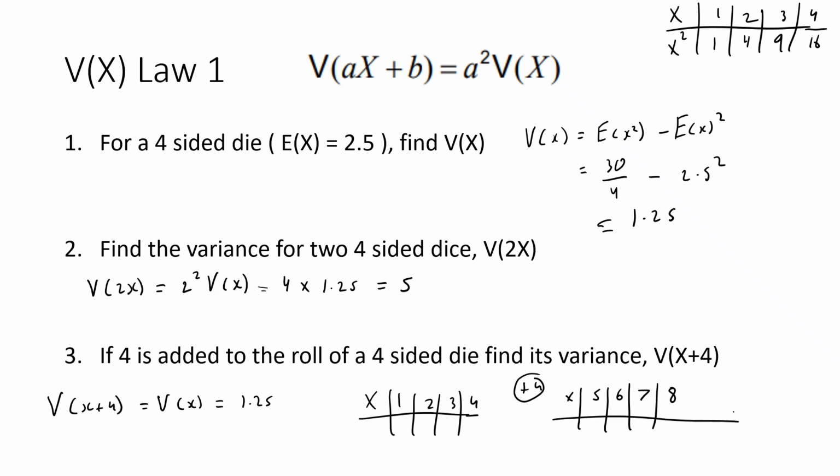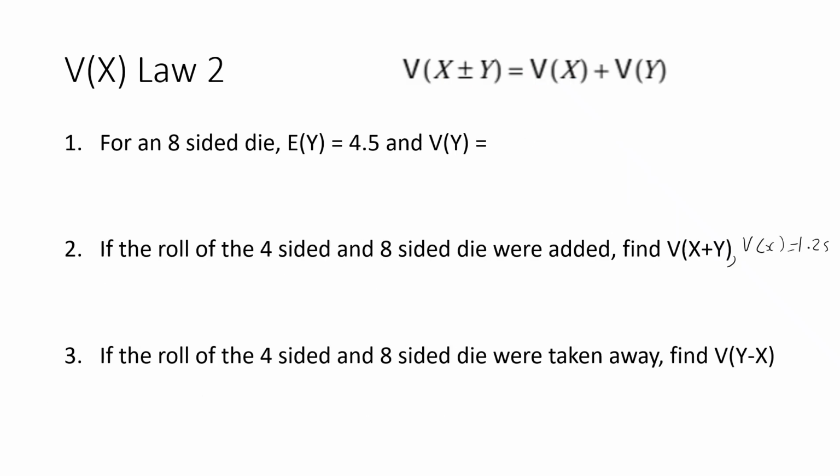And these are the possible outcomes. But the range here is still 3. So the values may be higher, but the range is the same and the variance is the same. So if you add or take away from the roll, it won't affect the variance. Now we move on to the second law of variance, which is V of x plus or minus y, both equal to V of x plus V of y.